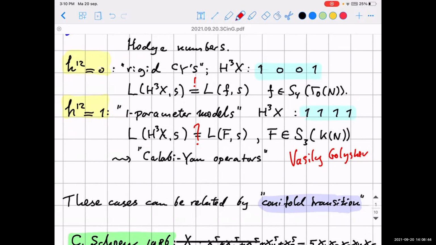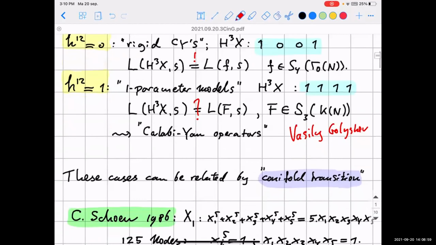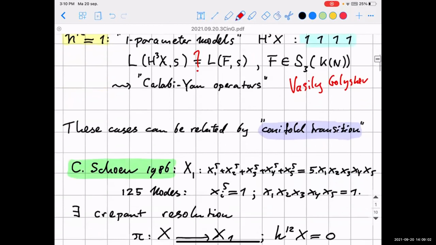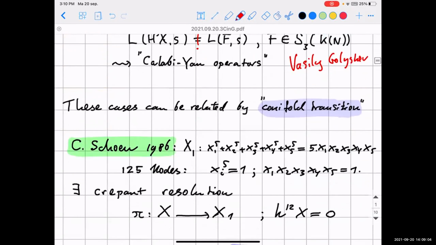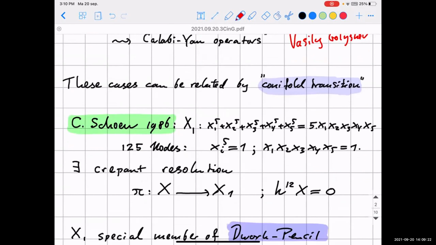And well, the classical way these types of manifolds are related is by what is now commonly called a conifold transition. And the idea is rather simple. And the first example, as far as I know, appears in Chad Schoen's paper where he looked at the variety here called X1, sum of 5 fifth powers equal to 5 times the product of the variables. And this is a variety to be considered in P4.